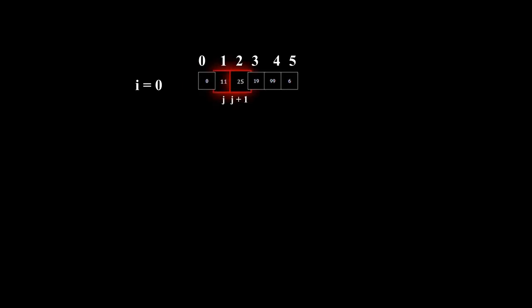Compare 11 and 25. As 11 is smaller than 25, condition false, just increment j by 1. Compare 25 and 19. As 25 is greater than 19, condition is true, shuffle the values and increment j by 1.